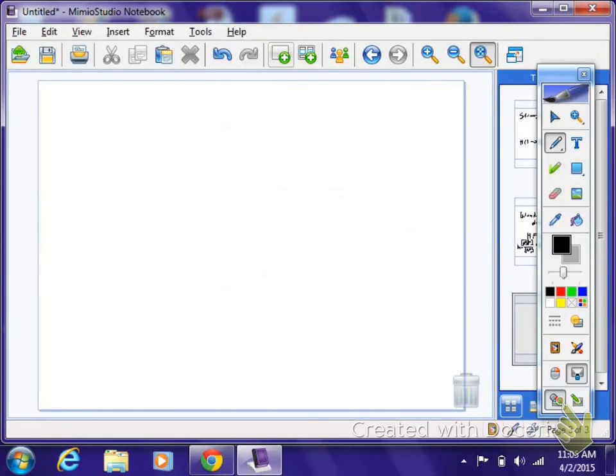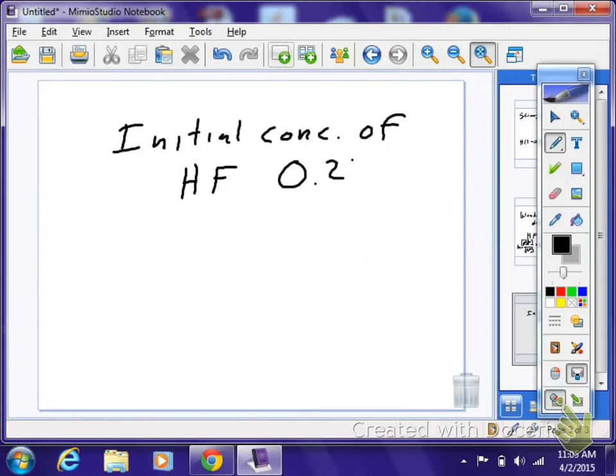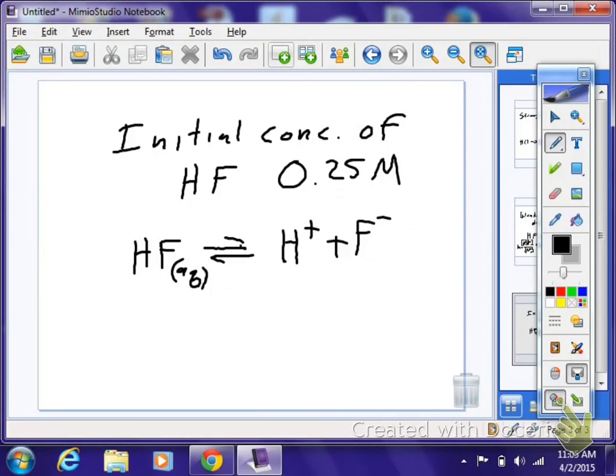Let me go ahead and give you an initial concentration of HF, and let's make it 0.25 molarity. That's our initial. Okay? So then, when we look at that, it's just HF concentration. Break it down to H plus and F minus. Okay? So we still use our ICE table. This is our initial, 0.25 molar. And then we have 0 and 0.